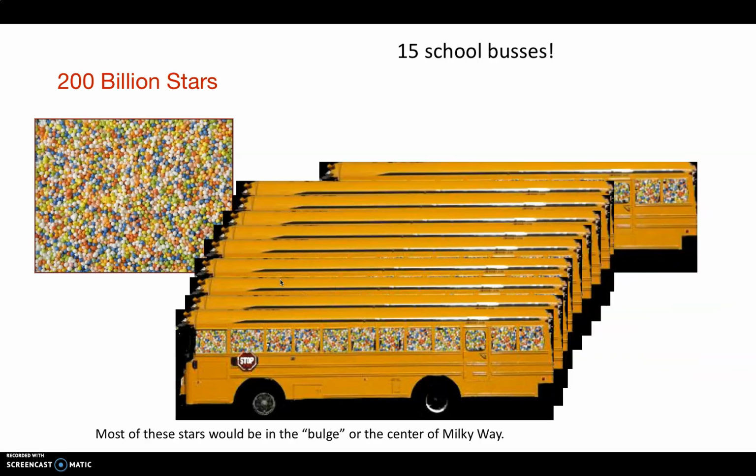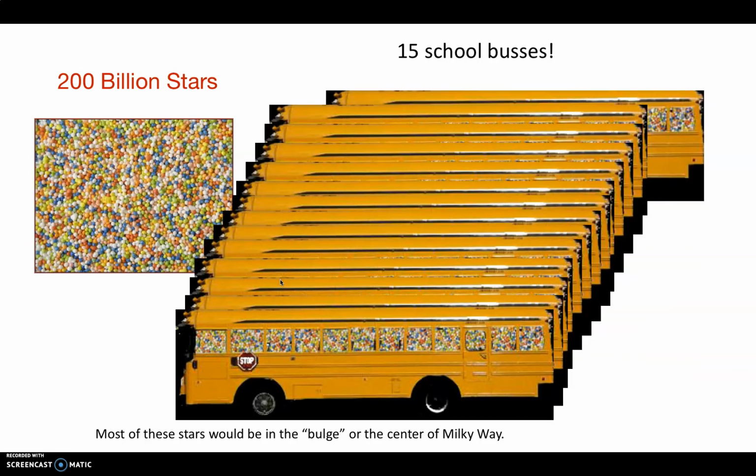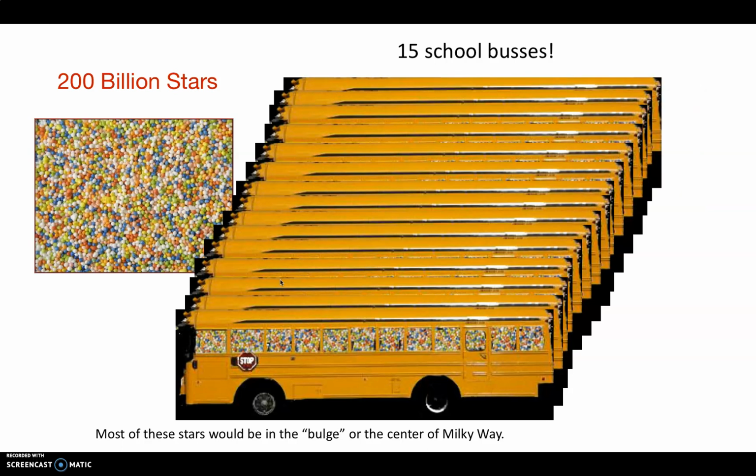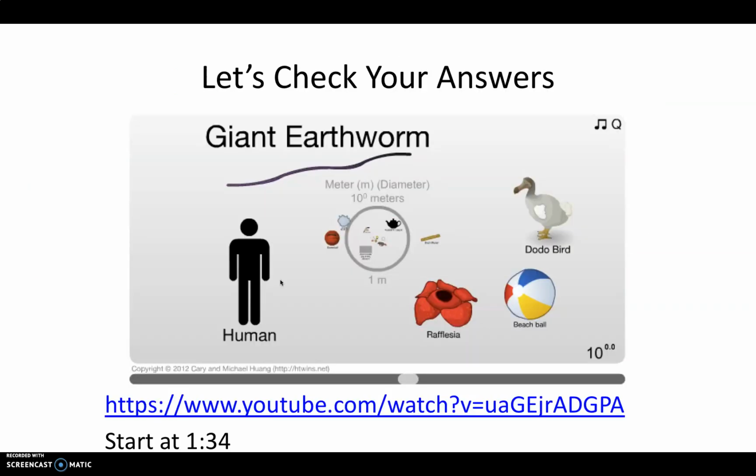And most of these stars in our Milky Way galaxy, and again, that's the galaxy we live in, would be in the bulge or the center part of the Milky Way. And there are a lot of stars in our galaxy. But the thing is that our galaxy is not the only galaxy in the universe. There's like 200 billion other galaxies. And so it's really hard to get a scale of things.